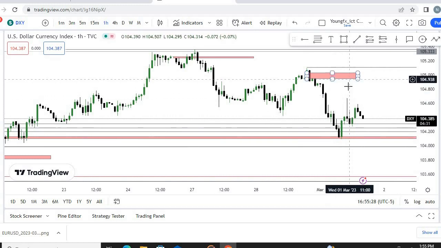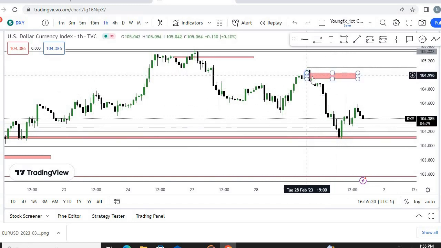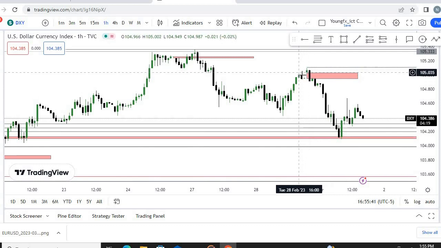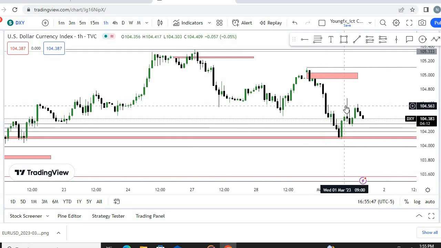I should be looking for an opportunity to get here. This is what we call a gap. New week open price, new day open price. This is a gap that was created on Tuesday going to Wednesday. That was what I was looking at today. I was selling this one.